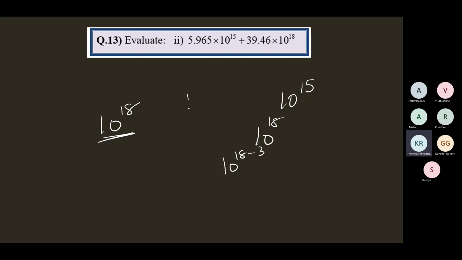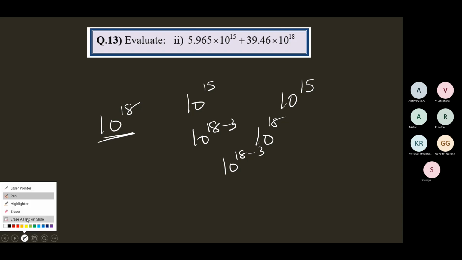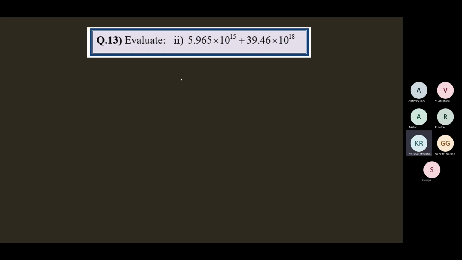I don't understand, ma'am. If you have to take out 10 to the power 18 common, you should write 10 to the power 15 using the number 18. So how will you write 15 using 18? 18 minus 3 is 15. Do this, children. First, you work by taking 10 to the power 15 common.